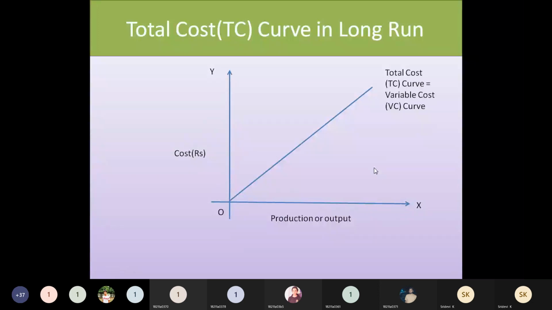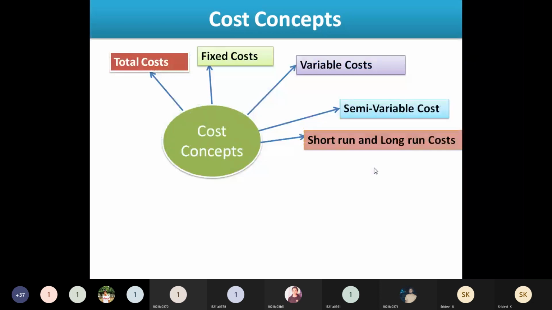So all these are important topics that you have to remember. One is related with the other. All these are in sequential order. After total cost, we will go for the average and marginal cost, which we will see in the next class. I am stopping here.